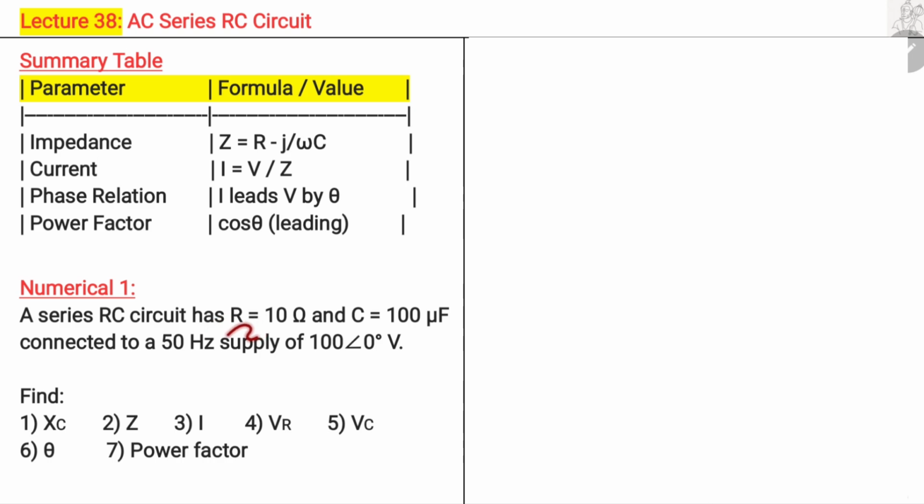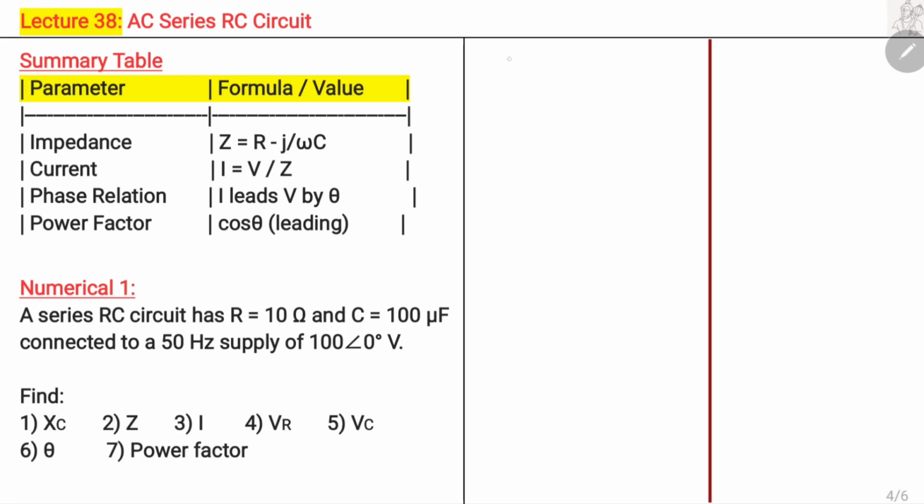In this numerical, we are given a series RC circuit having resistance 10 ohm and capacitance 100 microfarad connected to a 50 hertz, 100 angle 0 volt supply. So we have to find all these values. Let's start with constructing the circuit diagram first. We have a resistor that is 10 ohms, a capacitor whose capacitance is 100 microfarads, connected to a voltage source whose phasor value is 100 angle 0 degree, and the frequency is 50 hertz.